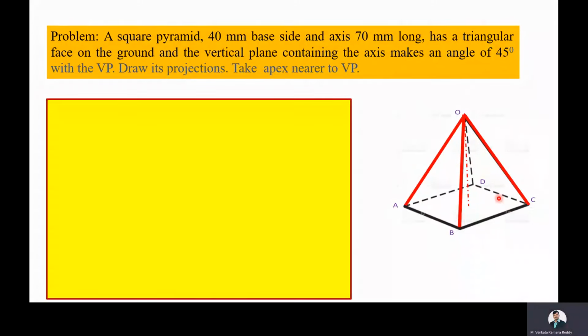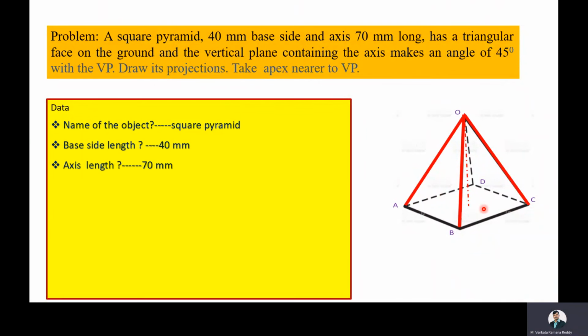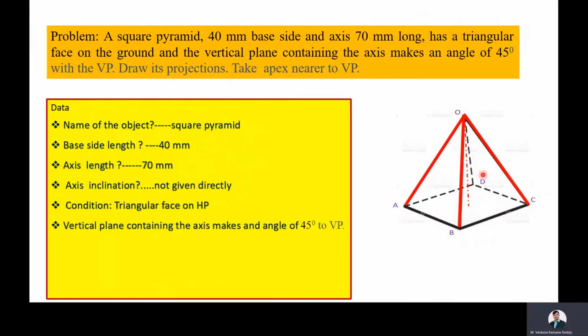The name of the object is square pyramid and its base side length is 40 mm, axis length is 70 mm, axis inclination with the principal planes is not given directly and conditions mentioned in the problem are the triangular face of the pyramid is on horizontal plane and vertical plane containing the axis makes an angle of 45 degrees with the VP and take apex nearer to the vertical plane. With this basic data, we need to draw the projection of the square pyramid.